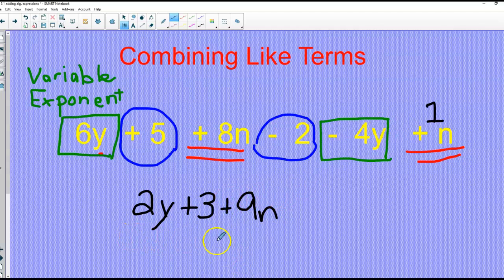Okay, now this could be in any order. I just happened to do it in the order that I saw them, but it could be in any order. You could have the 3 first plus 2y and so forth. Order does not matter here because it's all addition.